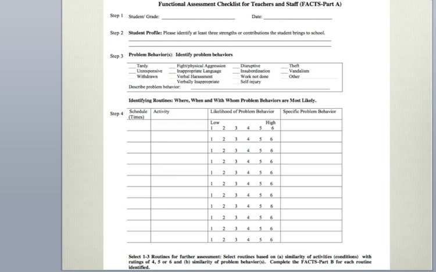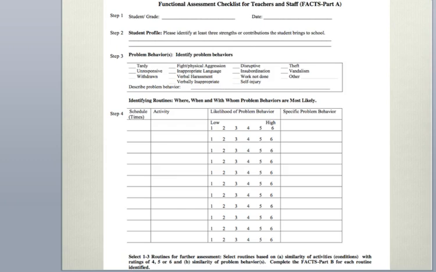Here is another checklist. This is a functional assessment checklist for teachers or staff, caregivers, parents, people who are watching the behavior. This one is based on problem behaviors at school. They check off what the behavior is, and then they're asked to watch. At certain times, they're supposed to write down what the activity is, the time of the day, the likelihood of that problem behavior, and what the problem behavior actually is.